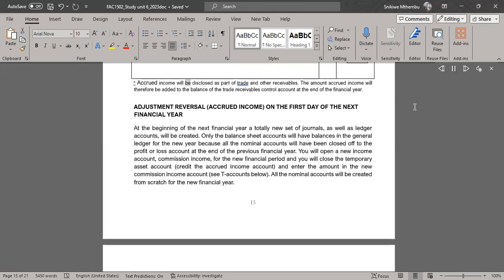Accrued income will be disclosed as part of trade and other receivables. The amount accrued income will therefore be added to the balance of the trade receivables control account at the end of the financial year. Adjustment reversal, accrued income, on the first day of the next financial year.